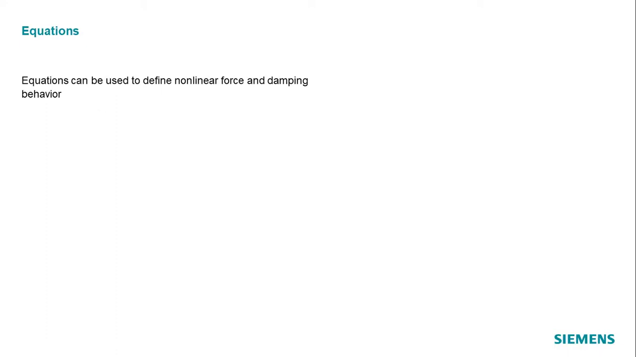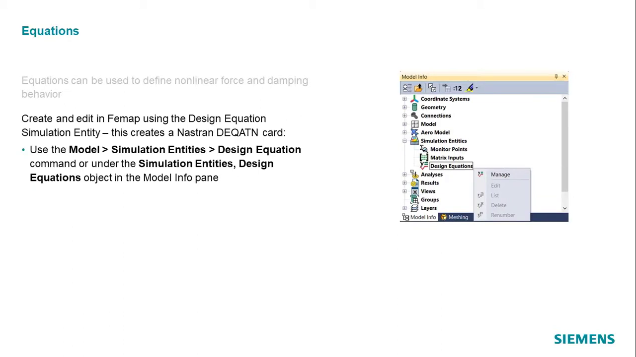For a CBUSH1D element, equations can be used to define nonlinear force and damping behaviors. You create and edit these equations using the design equation simulation entity. This creates a Nastran DEQATN card. To create design equations, use the Model Simulation Entities Design Equation command, or in the Model Info pane, right-click the Simulation Entities Design Equation object.